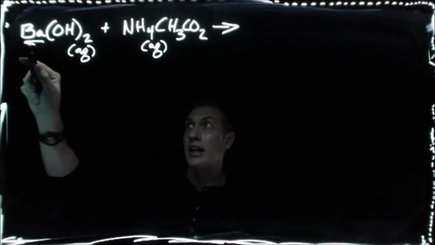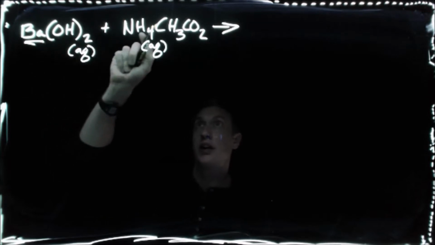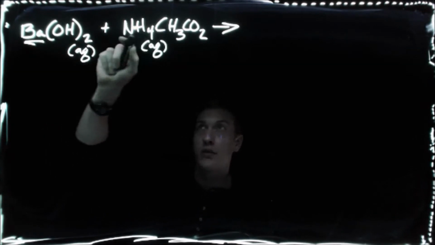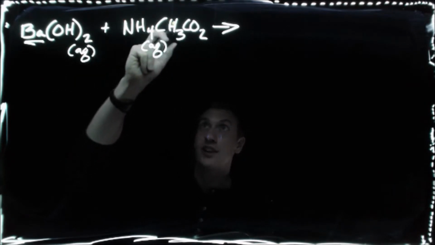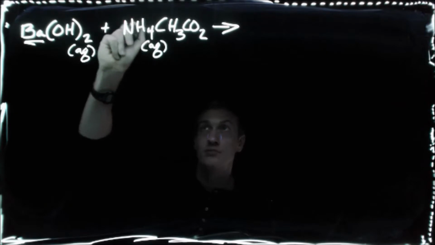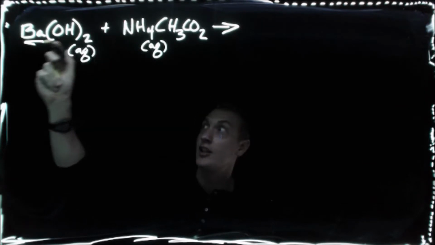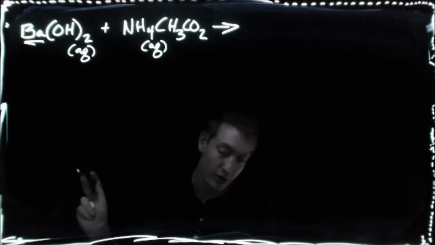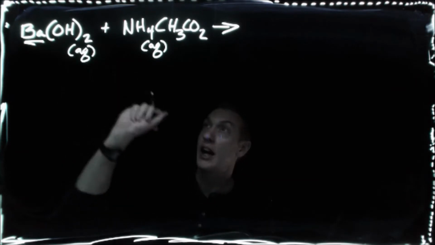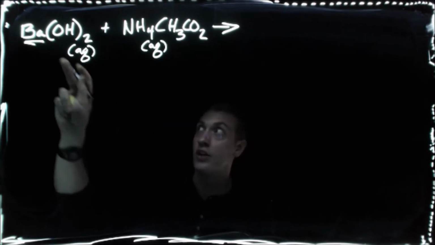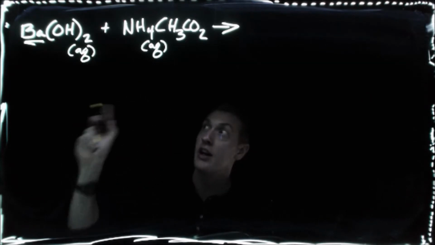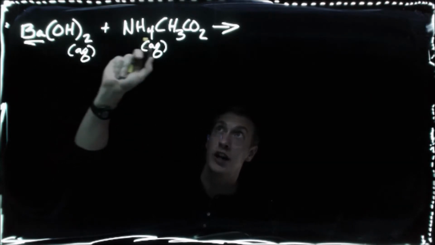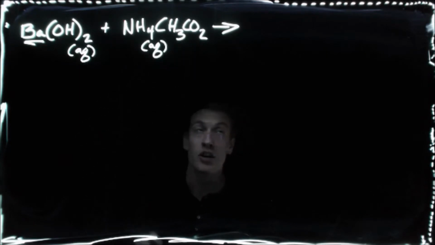Barium, a cation, is going to try and bond with what thing from ammonium acetate? If you guessed ammonium, you are terribly mistaken, because ammonium is also a cation, and two cations are going to repel one another, so barium and ammonium are going to want nothing to do with one another. However, barium will be attracted to acetate.